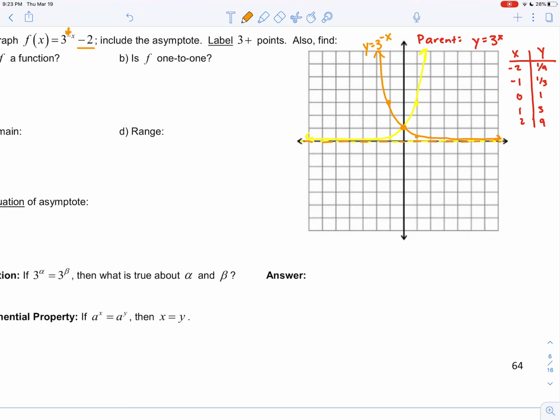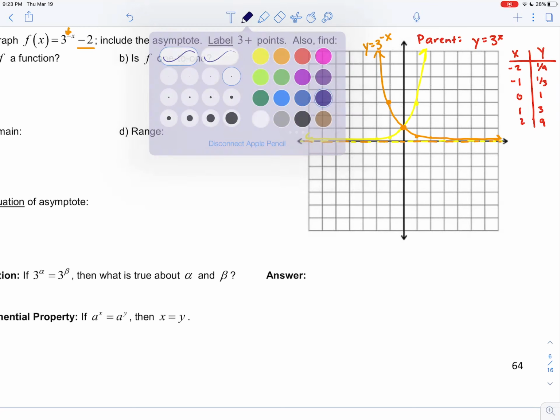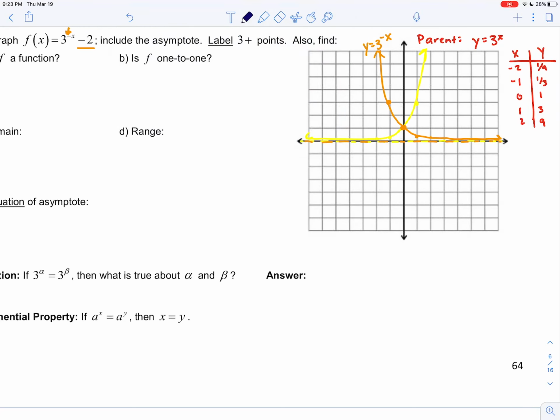I have 3 points I've been using as my guide. I'll go ahead and draw my final graph in a darker color. So I'm going to take each point and move it down 2 units. This vertical shift will also shift the entire asymptote down 2 units. So it used to be here at y equals 0, now it's down here at y equals negative 2. And I can draw in my exponential curve. It's not going to cross over that asymptote. It grows very quickly up here. And that was called f of x, so I'm going to label it f of x.